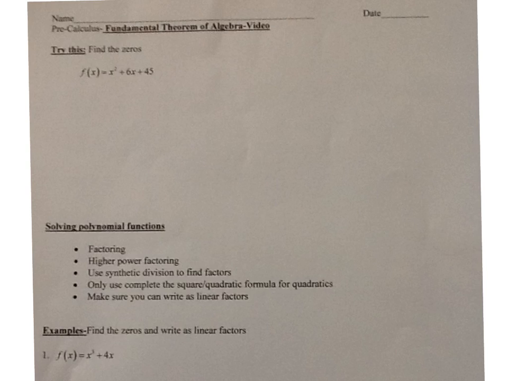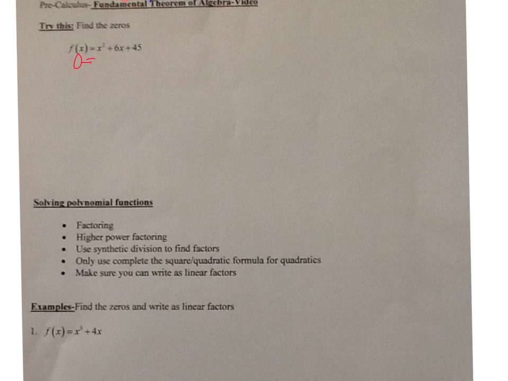Okay, so I'm looking for the zeros, which means I have zero equal to x squared plus 6x plus 45. Okay, so to solve this, I am going to subtract 45 from both sides. So I get x squared plus 6x is equal to negative 45. So I'm going to complete the square. So I'm going to do half of b. Half of 6 is 3. Squared is 9. Add it to both sides.